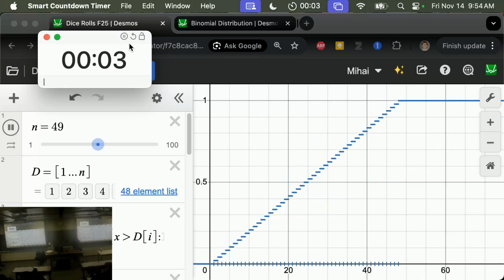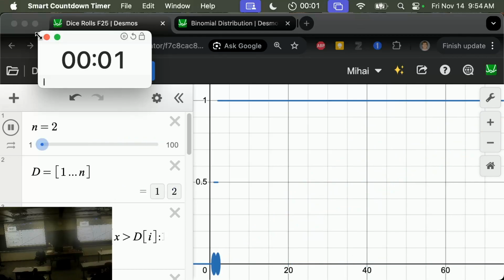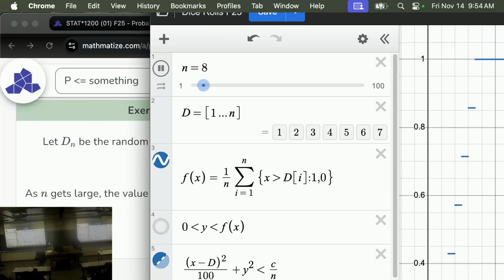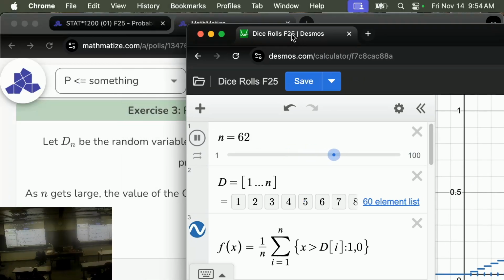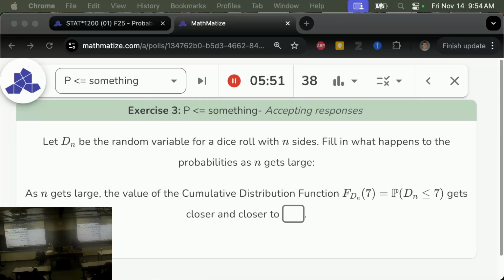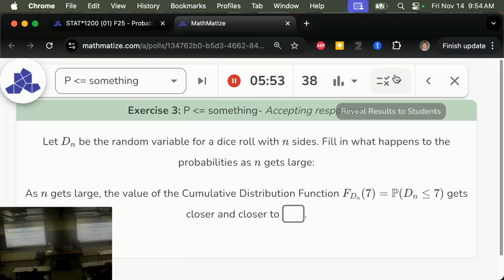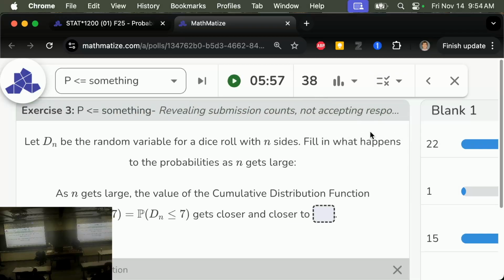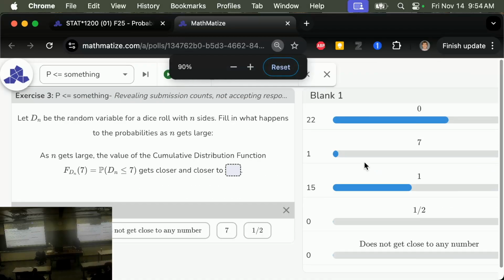Let's see what people said. Okay, let me grab this and put this here for future use, unless Google doesn't like me today. Okay, let's just see what people said. Reveal counts.